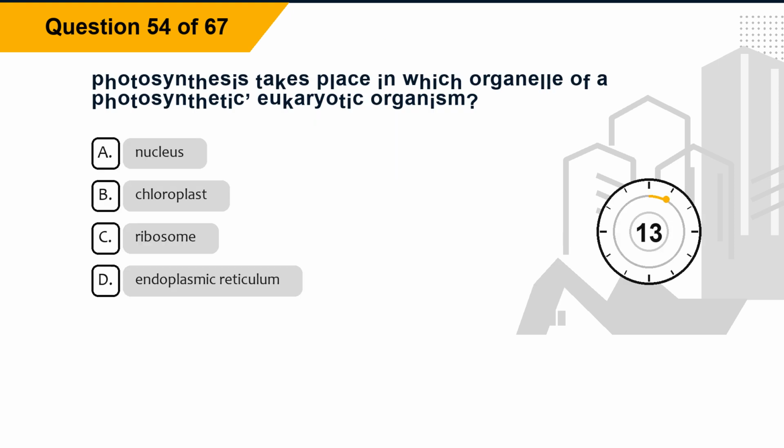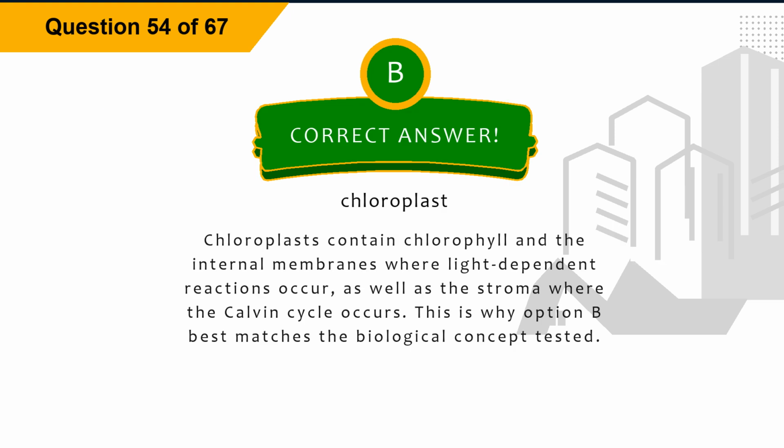Question 54. Photosynthesis takes place in which organelle of a photosynthetic, eukaryotic organism? Option A, nucleus. Option B, chloroplast. Option C, ribosome. Option D, endoplasmic reticulum. The correct answer is option B, chloroplast. Explanation. Chloroplasts contain chlorophyll and the internal membranes where light-dependent reactions occur, as well as the stroma where the Calvin cycle occurs. This is why option B best matches the biological concept tested.